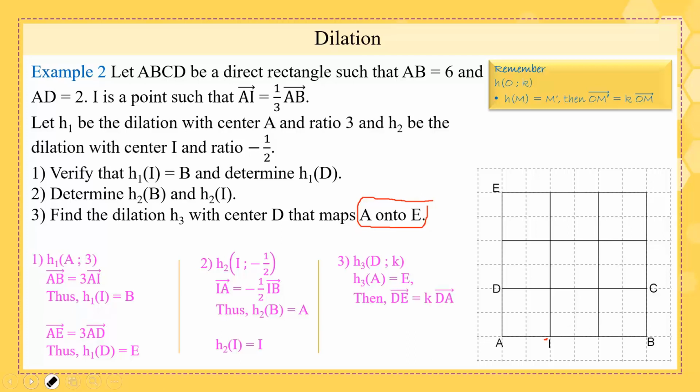Let us see the figure to the right again. This is the vector dE, and this is the vector dA. As you notice, they are of opposite sense. So first, K here will be negative. Also, the magnitude of vector dE is twice the magnitude of vector dA. So that means K must be equal to -2. Thus, we found the second element of H3, which is the ratio K = -2.